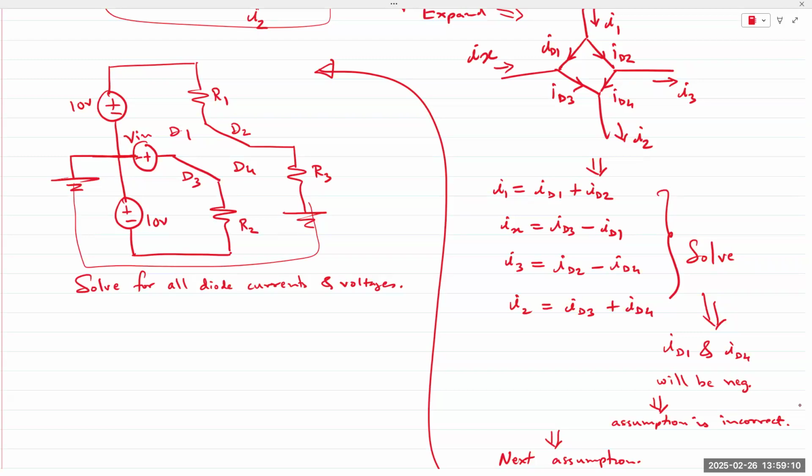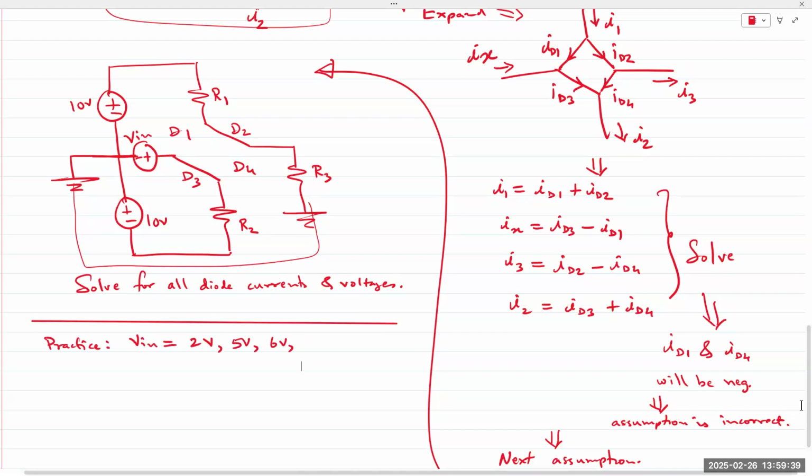Again, if you are preparing for the final exam, this is an excellent circuit to use. You can solve this for V in equal to 2 volts, 5 volts, 6 volts I've already done. You can do it for 8 volts. It will turn out to be very similar. 10 volts.